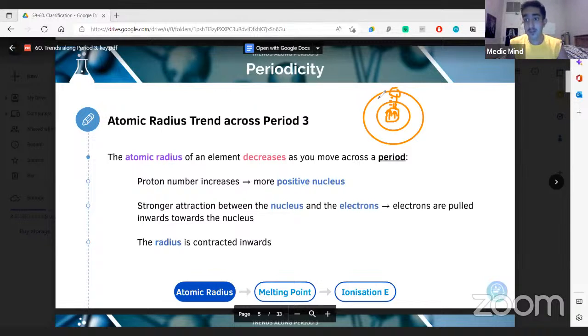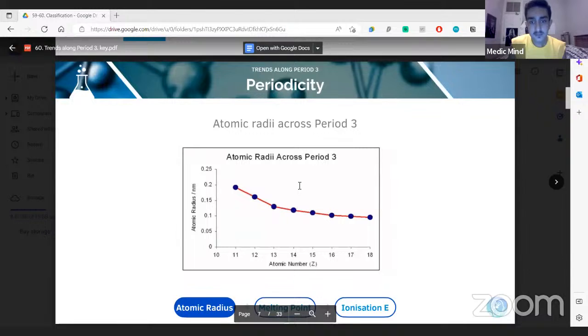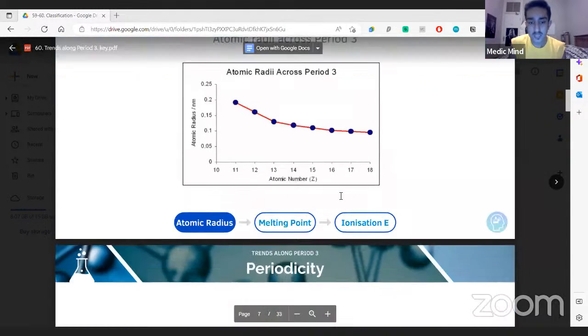That means that the atomic radius is going to go down, because if you imagine it, it's pulling much stronger, which means it's holding on tighter, which means it comes in closer. It's the best way to think about it. So atomic radius decreases as you move across a period, because the proton number increases, which means there's a stronger attraction between the nucleus and the electrons. Electrons are pulled inwards towards the nucleus and the radius is contracted inwards. So as you can see, the atomic radii has a general downward trend.